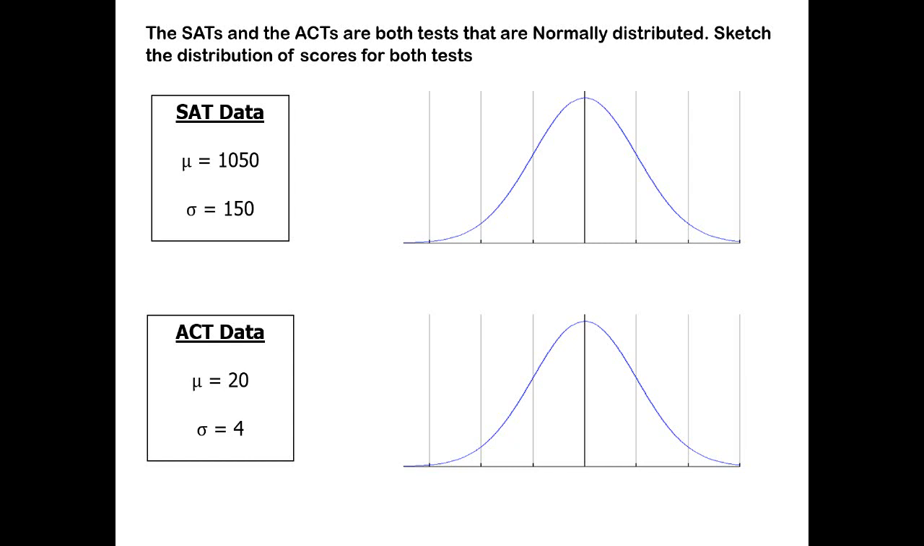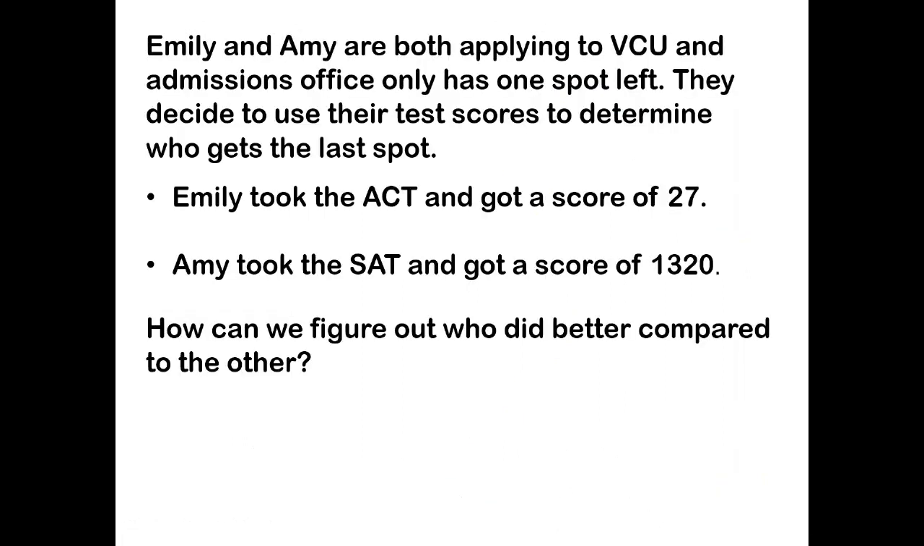Okay, we have SATs and ACTs are normally distributed, and we want to sketch the distribution for both scores. So we plot our values for the SAT data with our center being 1050. For ACT, our center being 20, and then go 3 standard deviations to the left and 3 standard deviations to the right. Well, what happens if we have 2 students who are both applying to VCU with only 1 spot left? They decide they're going to use their test scores to determine who gets the last spot.